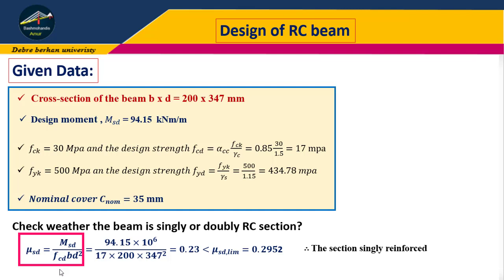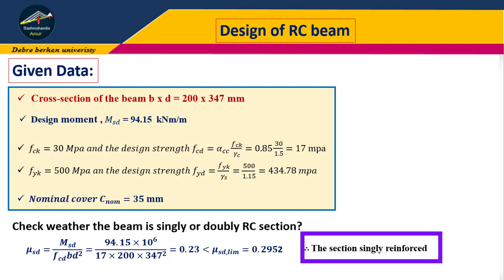To do this, we can use this formula: mu SD equals the design moment divided by FCD, which means the design strength of concrete, times the width of the beam, times the depth of the beam squared. Substituting the values, for instance in this example, mu SD equals 0.23, which is less than mu SD limit. Mu SD limit equals 0.2952. Therefore, this beam is singly reinforced.